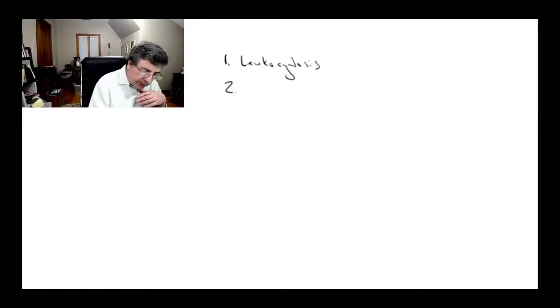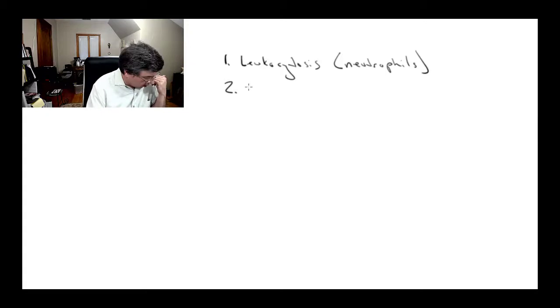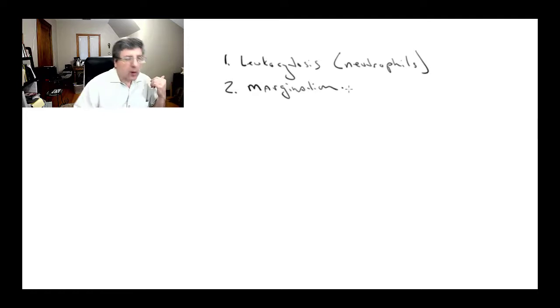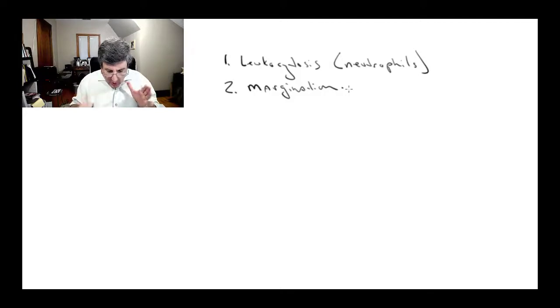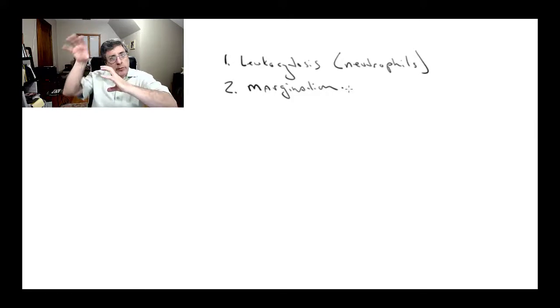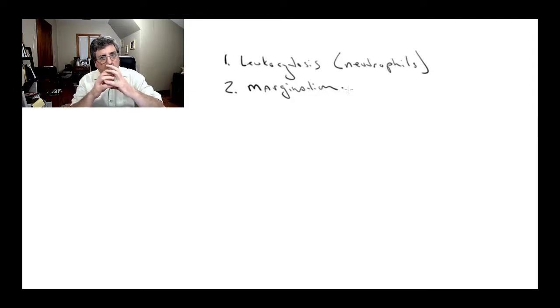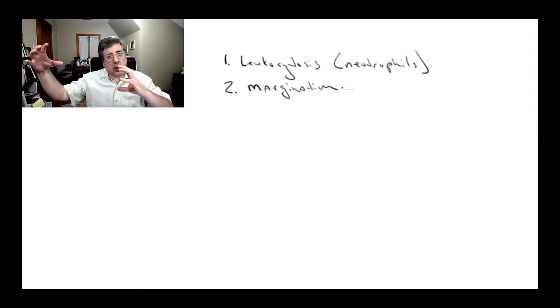The second one, and we're talking neutrophils in this case, is margination. I've got a picture here in just a second, and we'll go through this again. Picture a capillary, and in the capillary you have your red blood cells, white blood cells, all that kind of stuff. Now, we want those neutrophils to come out of the capillary and go to the infected area. So now we're talking about the process where that neutrophil comes out.